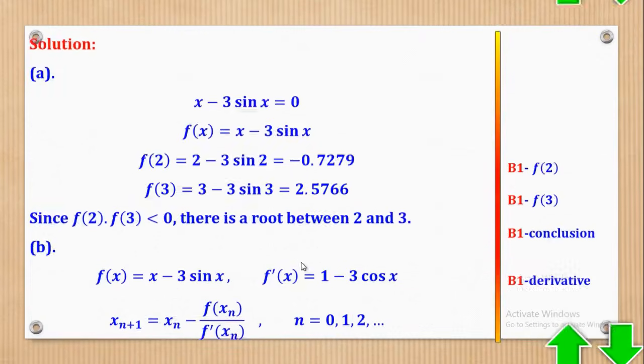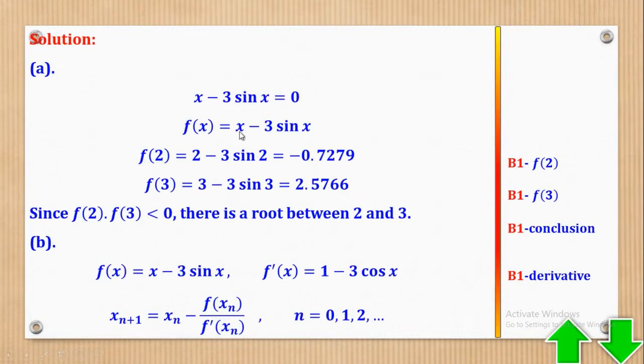So when I go back to this proof, f(2) is negative 0.7279 and f(3) is 2.5766. So you ask yourself, of these two values, which one is closer to 0? You realize that f(2) is closer to 0, implying that the root is closer to x equal to 2, but not x equal to 2. Therefore, you pick values which are closer to 2.